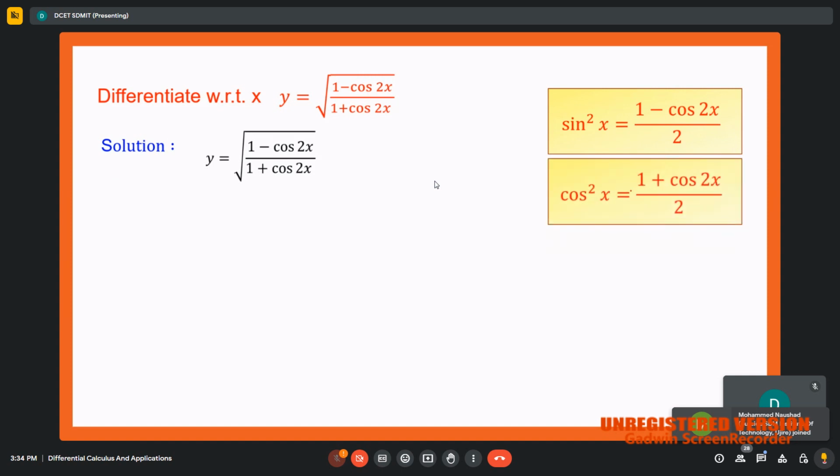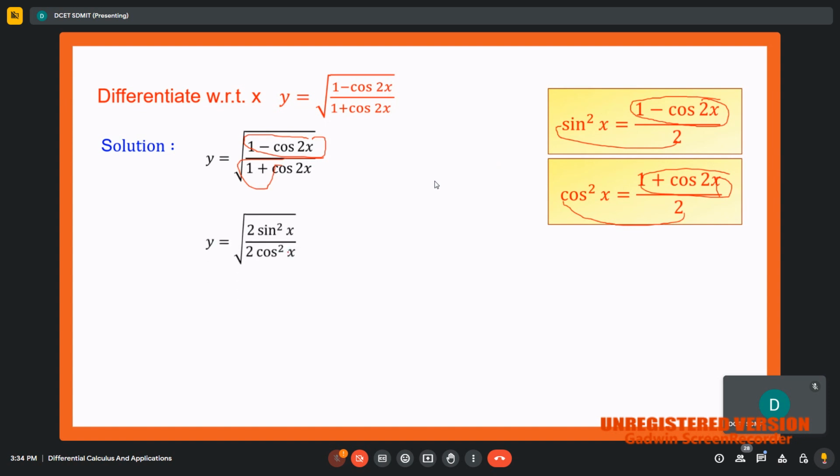And cos square x is 1 plus cos 2x divided by 2. From this rule, we can write 1 minus cos 2x is equal to 2 times sin square x, and 1 plus cos 2x is 2 times cos square x. So we are writing 2 times sin square x divided by 2 times cos square x. Now this 2 is cancelled.